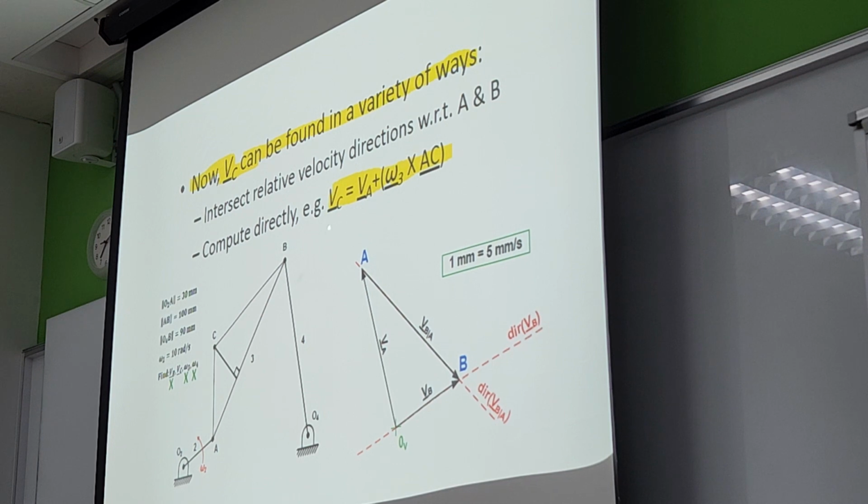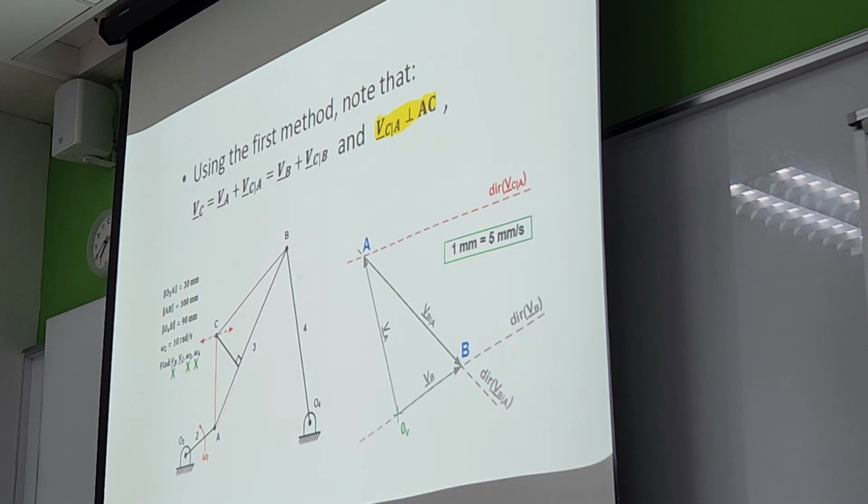We can write velocity C is equal to velocity A plus velocity C to A. Velocity C to A we know because the angular velocity of link 3 we know. You can multiply with this AC to find out the velocity vector CA. So the magnitude of velocity vector CA we will be able to know. You can also link the point C and B. So you can link C to A, then the direction of this will be perpendicular to this CA.